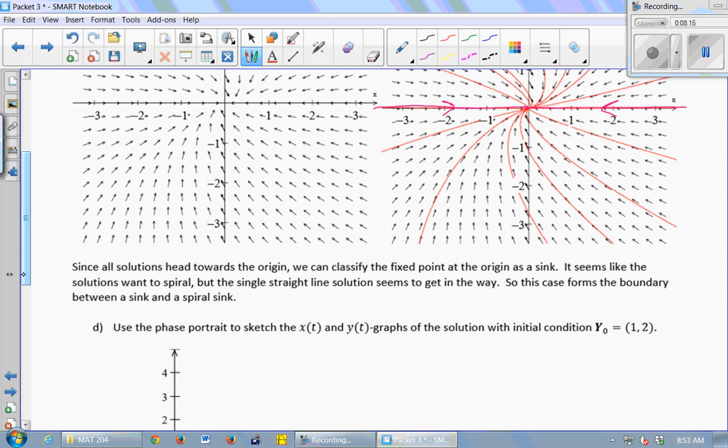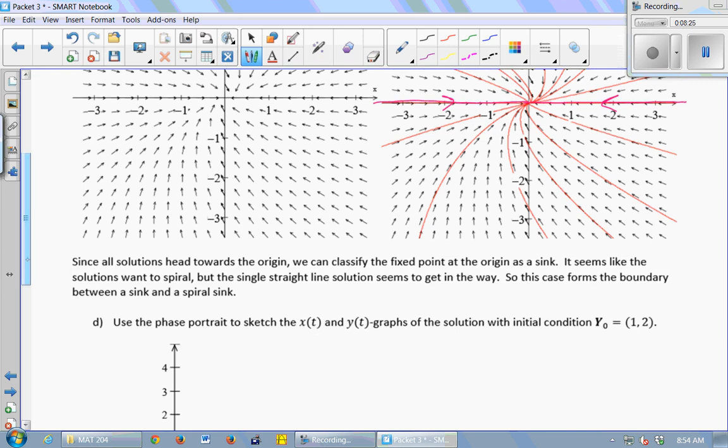All right, so all solutions tend towards the origin. We classify this fixed point as a sink. It seems like the solutions want to spiral, but the straight line solution gets in the way. The boundary between a sink and a spiral sink.